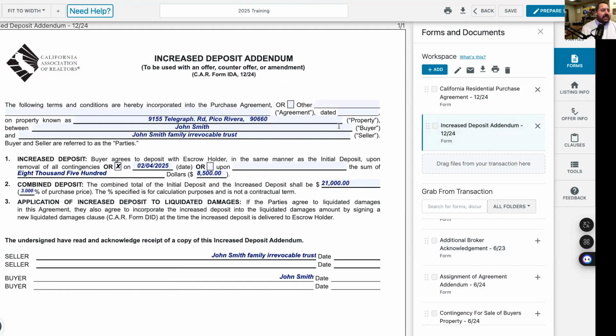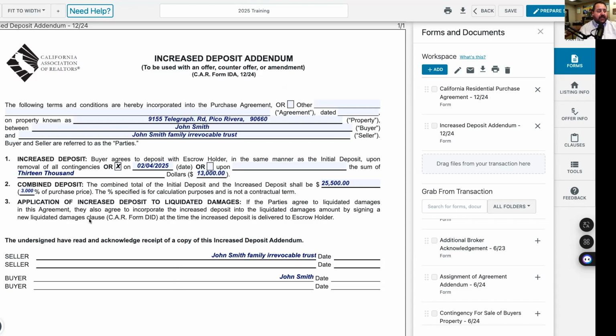And what the IDA does is it talks about the increased deposit of how much. And in this case, it's going to be 13,000. Oops, I didn't put enough zeros there. It's going to be 13,000, and our combined deposit is now going to be 25,500. Put too many fives. I'm struggling with my typing today. So that's going to show what our new deposit's going to be.